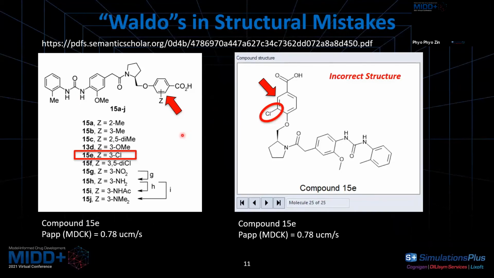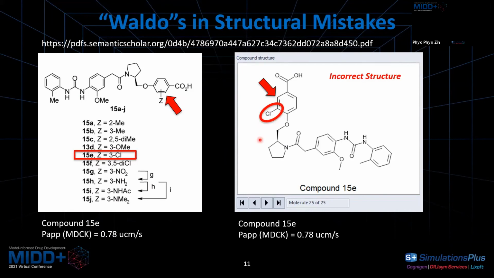This is another structural mistake example, which is hard to track down. Here is the 15E compound, so 3Cl, which should be here. But in the database, the record shows the Cl here, which is not correct. So we found that these types of mistakes can be found accidentally.